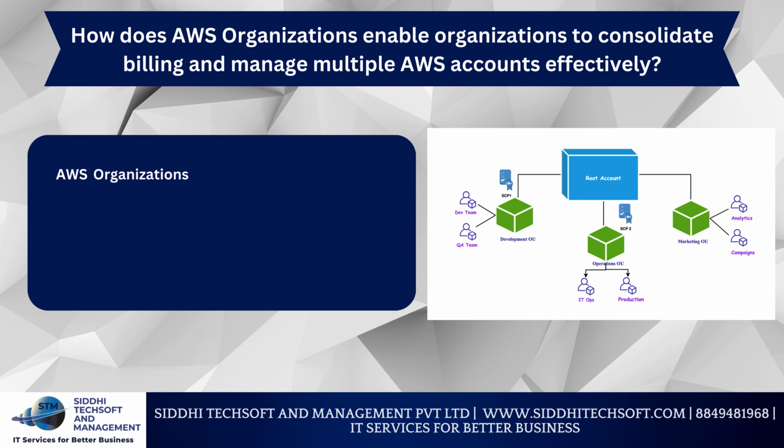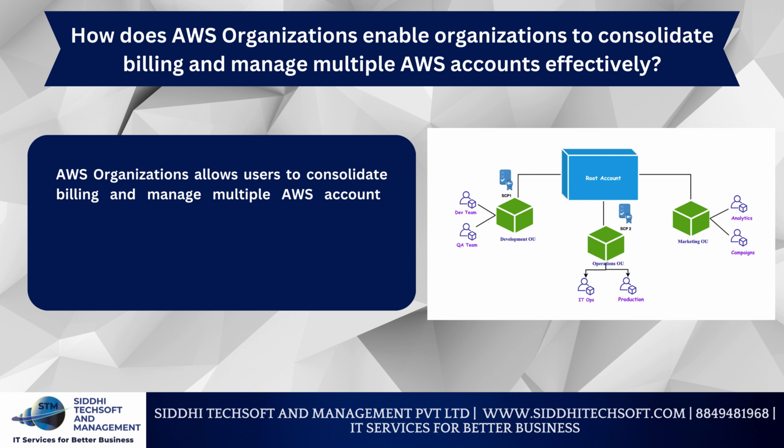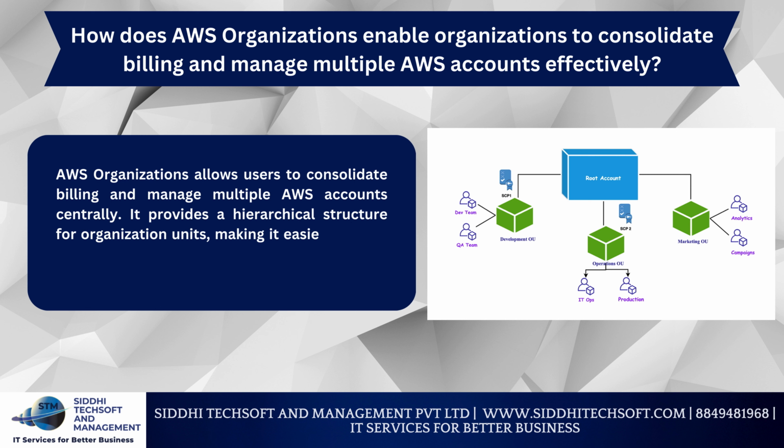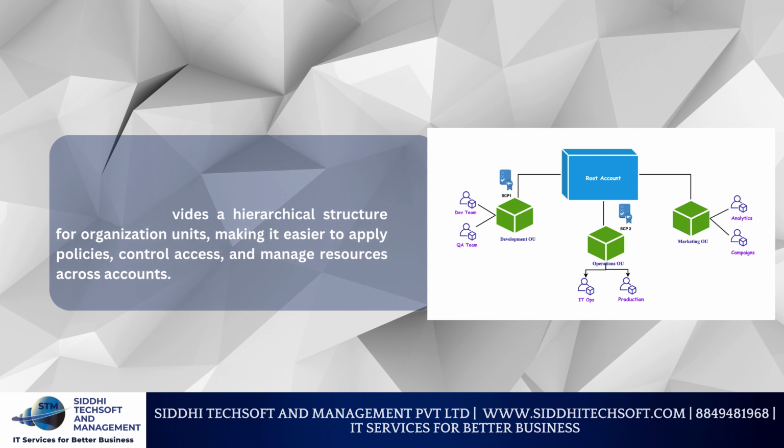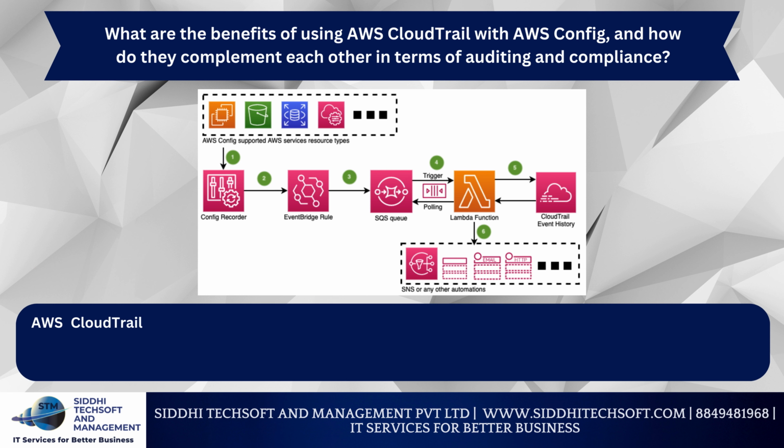How does AWS Organizations enable organizations to consolidate billing and manage multiple AWS accounts effectively? AWS Organizations allows users to consolidate billing and manage multiple AWS accounts centrally. It provides a hierarchical structure for organizational units, making it easier to apply policies, control access, and manage resources across accounts.